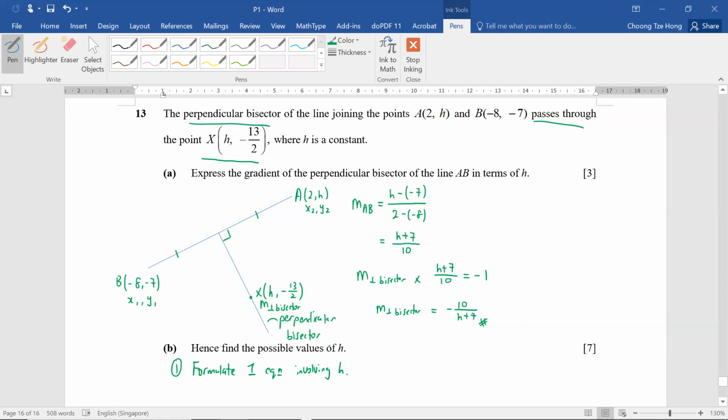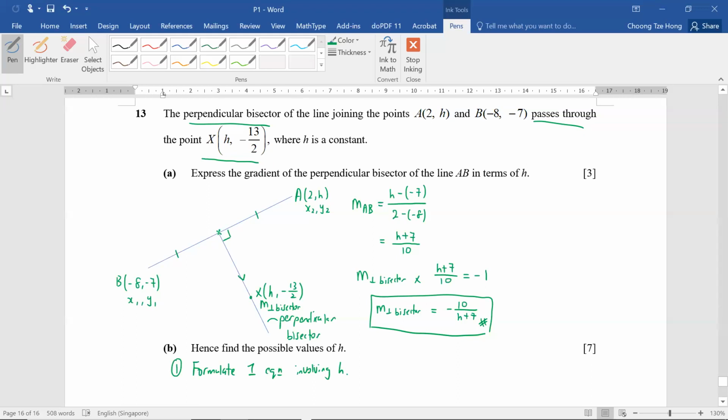So where can I get that particular equation from? So far we have found the gradient of the perpendicular bisector. We have found the gradient of this particular line. So if only I can represent this gradient in another form, and then equate it to this gradient of the perpendicular bisector, then I should be able to solve for h. Remember this point X lies on the perpendicular bisector. So now one other question: if I want to find the gradient of the perpendicular bisector in another form, what other piece of info do I need to know?